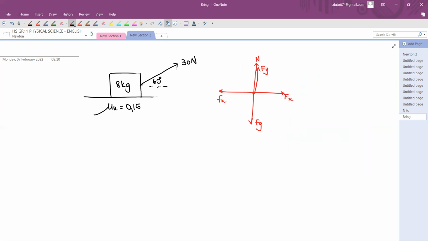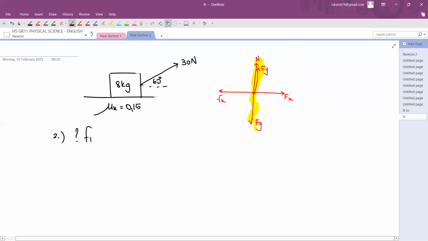Anyway, it doesn't matter. The reason we're doing this is because now we can actually see that the normal force and the Y component together equal the FG force. So if the first question, or the second question, is what is the force of friction, then your equation will look like this. The kinetic friction is still the coefficient times the normal force, but now the normal force plus the Y component is the FG force. That makes a huge difference.